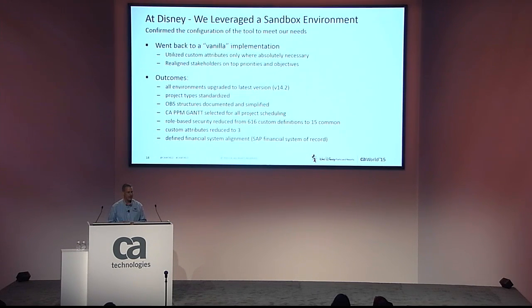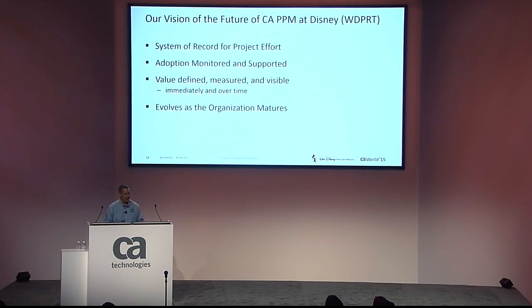And finally, we defined our financial system integration. We reached agreement across our stakeholders that SAP is our financial system of record, and that's different from effort and project management. They're related, but they are very different in terms of their approach. Our vision of the future for CA PPM at Disney is that the PPM tool, counter to SAP, is our system of record for project effort. So we have a consistent platform to understand where the investment of time, energy, and effort to deliver is going. The costs then get transferred and live and breathe in SAP, so we get both optics efficiently delivered for our organization.